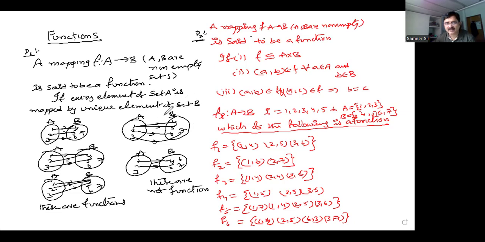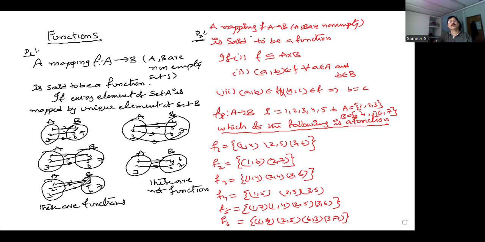Whatever I said to you, I wrote here. You see this mapping of A to B, non-empty sets, is said to be a function if every element of set A is mapped with a unique element of set B. See, these are the examples. Every element of set A is mapped with a unique element. Unique element means one element. Two elements of A can map to one. The sense is the same in the English language: every element of set A is mapped with one element, a unique element.